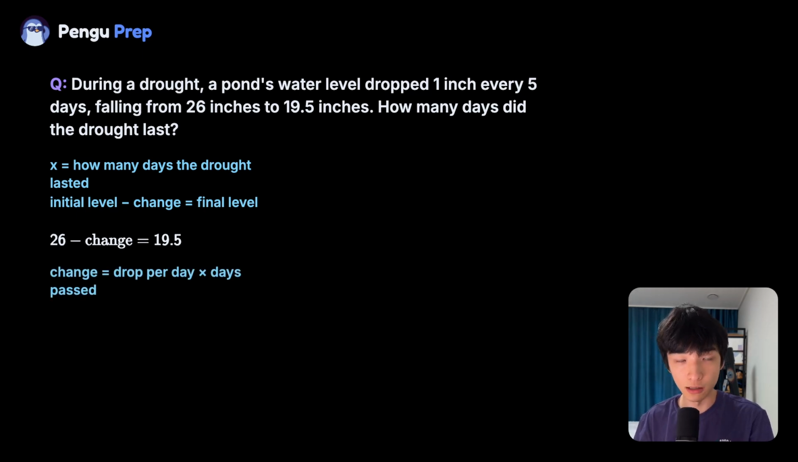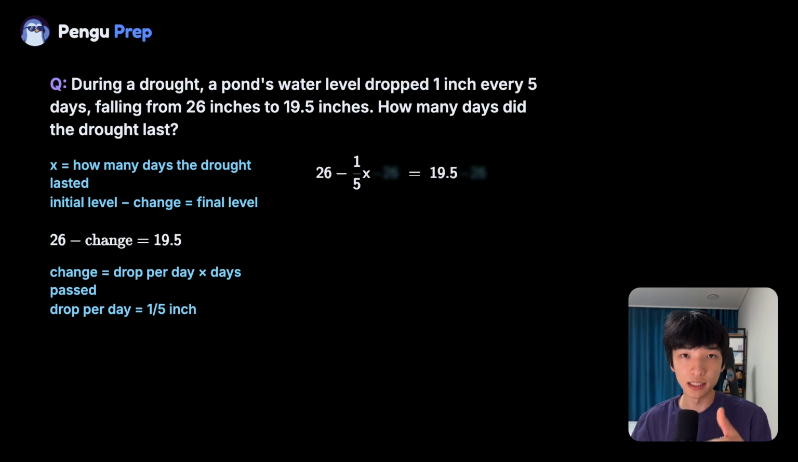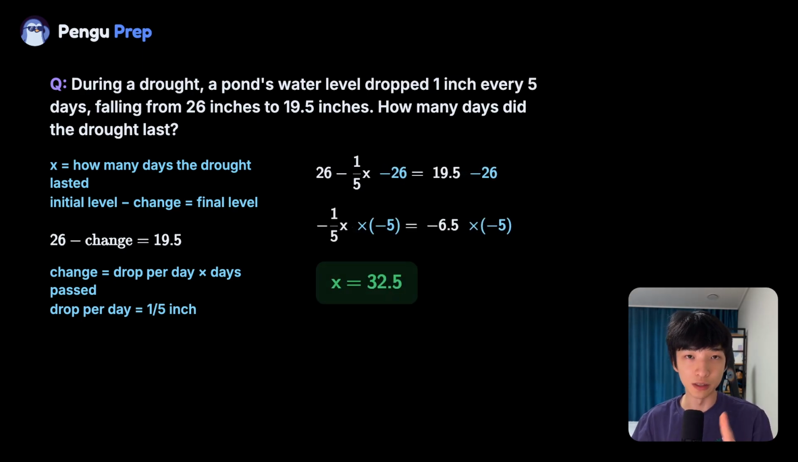Now the change in water level can be written as the amount of change in the water level per day times the number of days that have passed. How can we find how much the water level changes per day? Well, the problem tells us that the pond decreases by 1 inch every 5 days, meaning that the pond would decrease by 1/5 of an inch every day. So we can model the linear equation as 26 minus 1/5 times x equals 19.5.